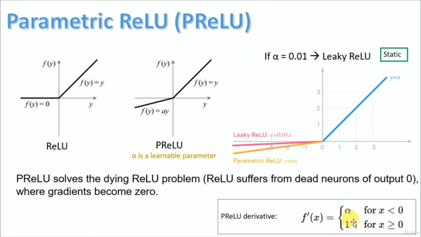So parametric ReLU solves the problem that ReLU suffers from, which is dead neurons, when it outputs 0 for all the negative values. This problem is called the dying ReLU.